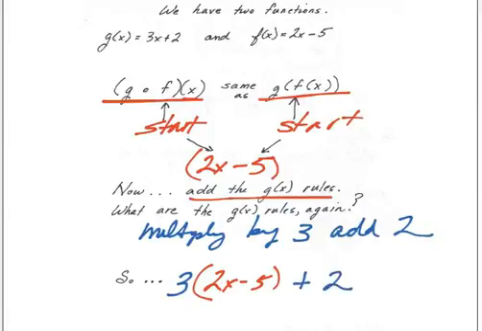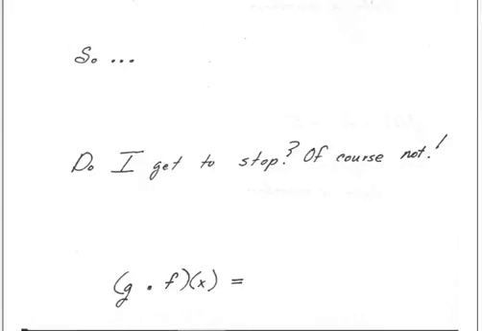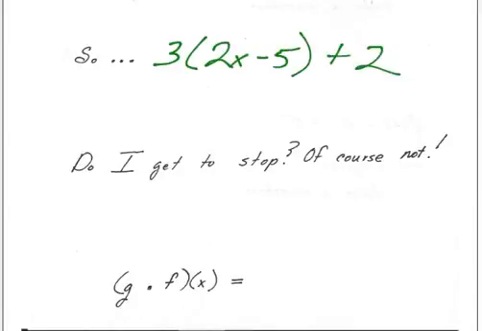Now some of you right here might have recognized, well, we really just took this and stuck it in here for x. And that's a good way to look at it, but to build up our foundation, I need you to understand, we took the f function and we applied the g function rules to it. So this is what we have. Are we done? We have 3 times 2x minus 5 plus 2. Do you think we're done? Of course not. It never seems like we're done.